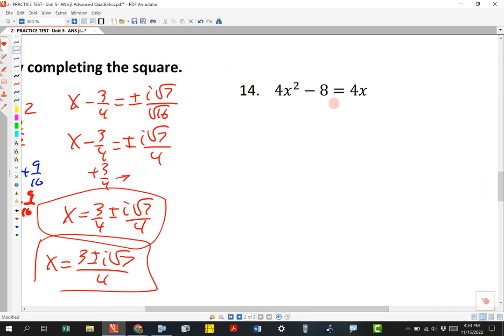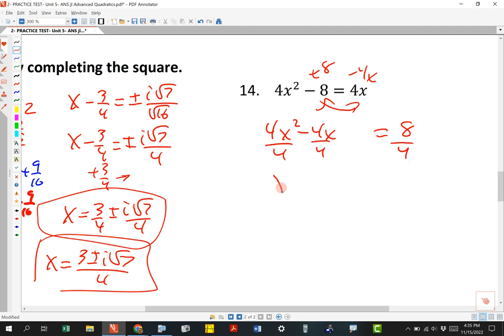This one says solve by completing the square. So we need to move some things around here. I basically need to trade places with the two of these. So I'm going to add 8, and I'm going to subtract 4x. So this is going to give me 4x squared minus 4x, and then on the other side, we're going to have an 8. So on this one, I'm going to divide everything by 4.